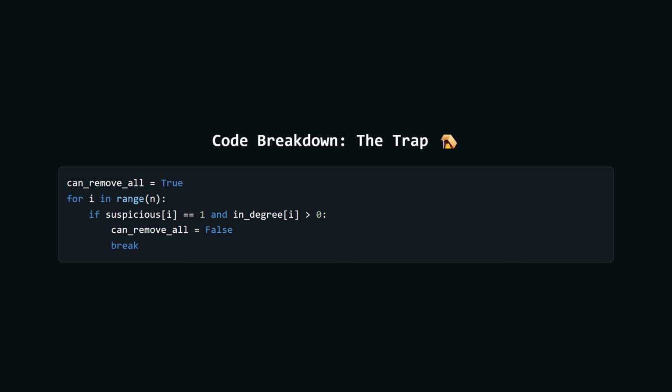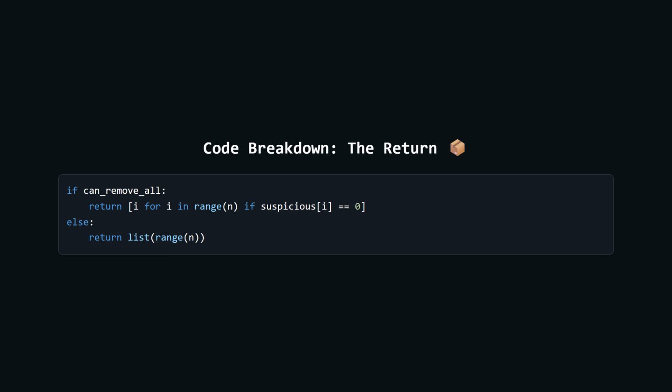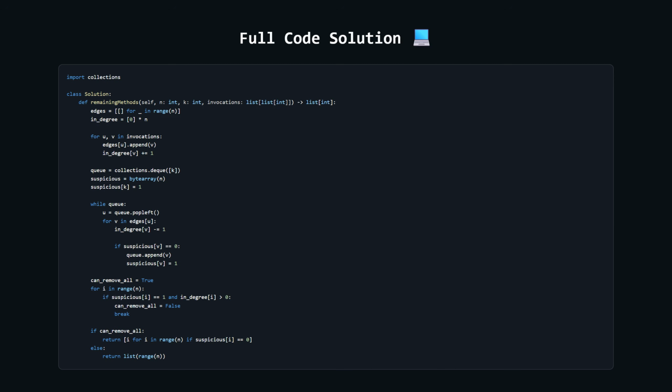After the search finishes, we just loop through all our methods. If we find a method that is flagged as suspicious, but its incoming count is still greater than 0, we hit our trap and set our removal flag to false. Finally, if our removal flag stayed true, it's safe to delete. We return a list of only the methods that are not suspicious. Otherwise, we return the full list of all methods. Here is the full code all put together.